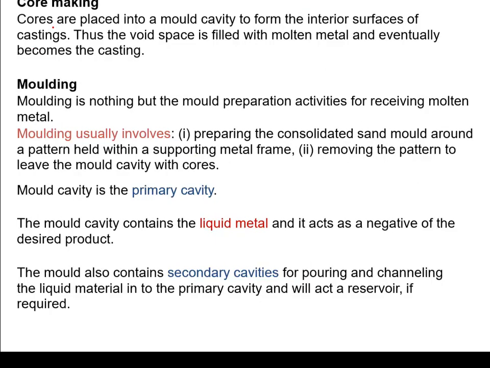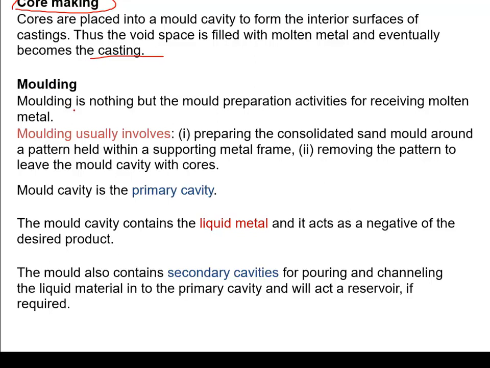The second step is core making. If there is a cavity in the product, core making is required. If there is no cavity, if the part is a completely solid part, then core making is not required. Cores are placed into the mold cavity to form the interior surface of the casting. Thus the void space is filled with the molten metal and eventually becomes the casting product.